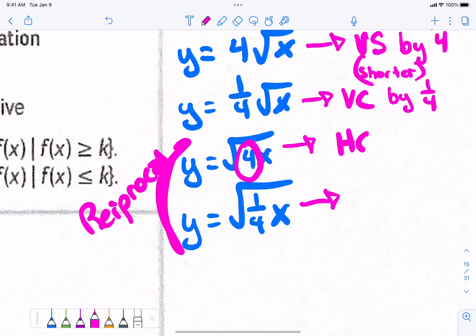Yep, so this is going to be a horizontal compression by 1/4 because the number was 4, but we use the reciprocal, so we flip it. So we make it 1/4. So what does a horizontal compression do? Compressing means smaller, right? So that's going to make it taller and skinnier. It makes it skinnier. So I'm going to put skinny. The 1/4 makes it skinny.